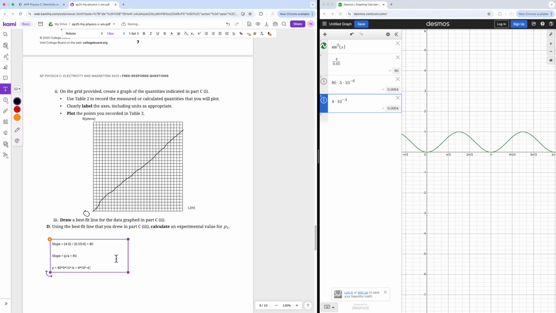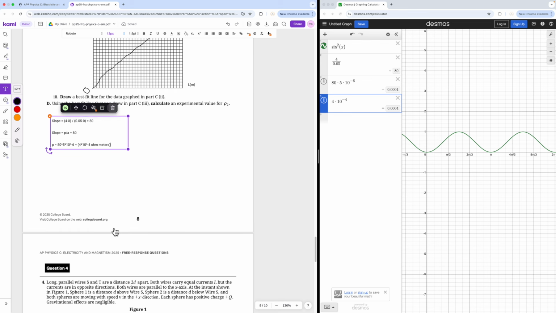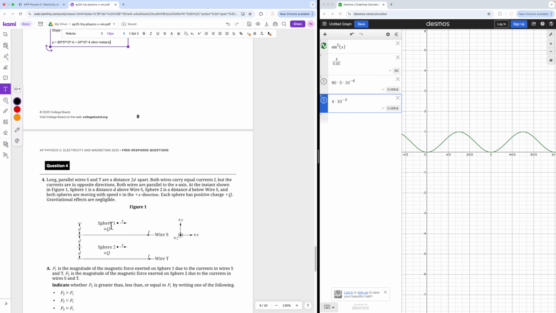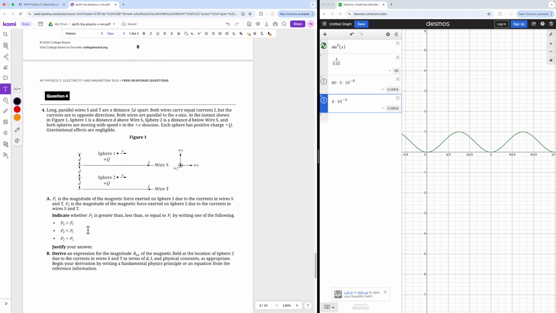But what are the units? The units are going to be ohm meters. It's going to be the symbol for ohms times meters, so ohm meters. And there you go. You just found the resistivity. And I believe that's question 3? Yes, it is. Now we're on to the final question, question 4.